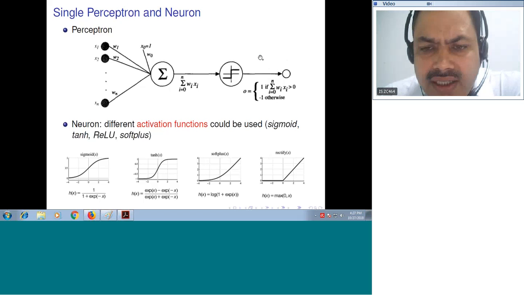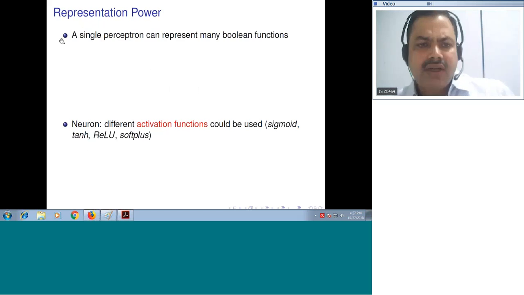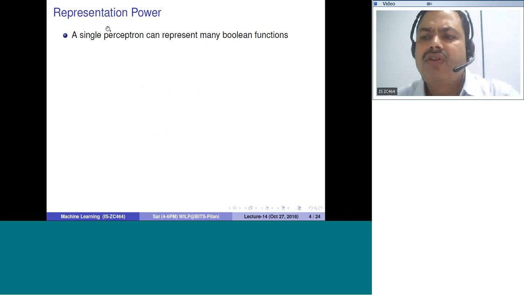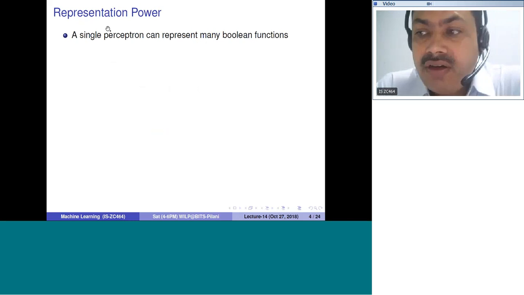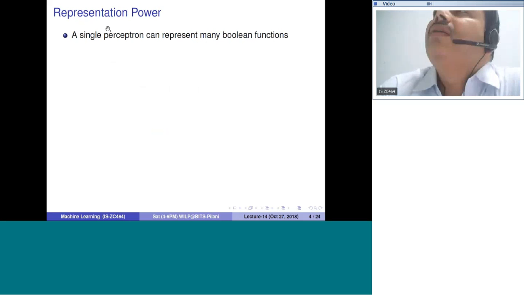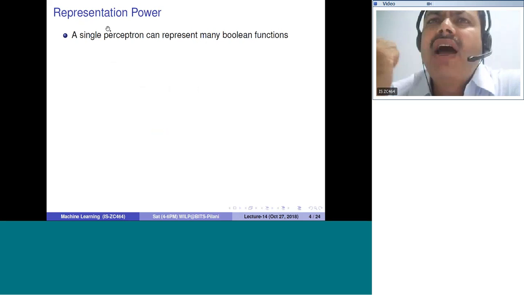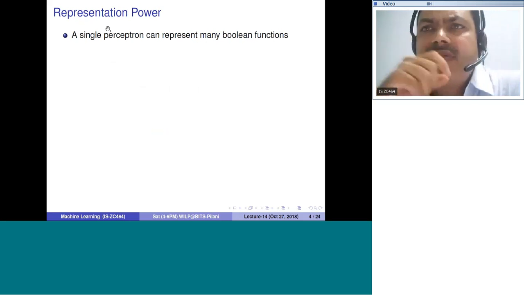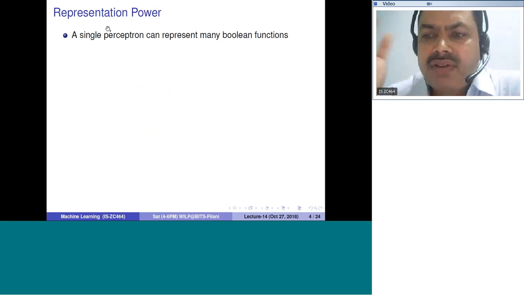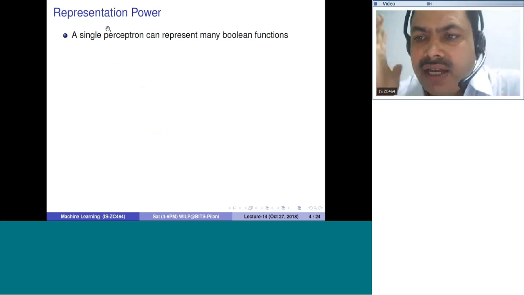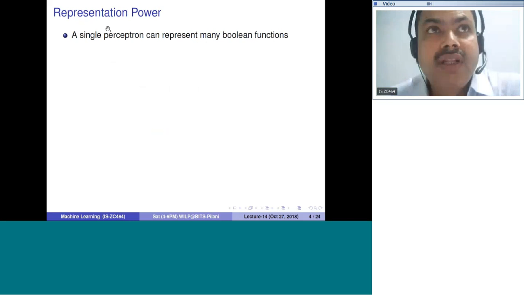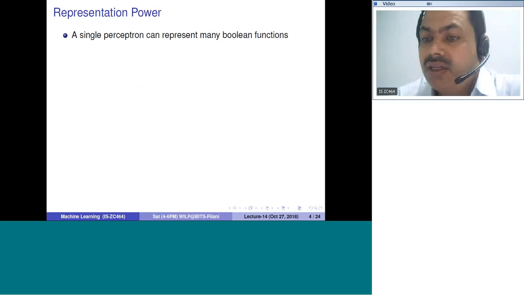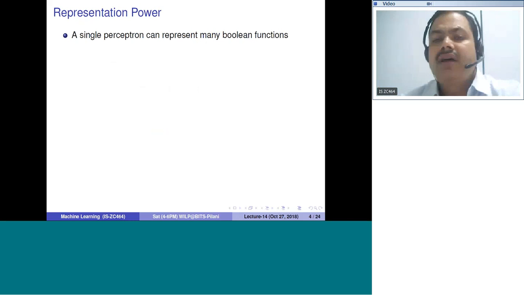Okay, so let's go forward, and then we would talk about what is the representation power of the neural network, one single neuron. Representation power means how much it can differentiate between the items. Because ultimately its task is, given some positive and negative examples, you have to tell that these are the positive and these are the negative. So how many different items it can differentiate.